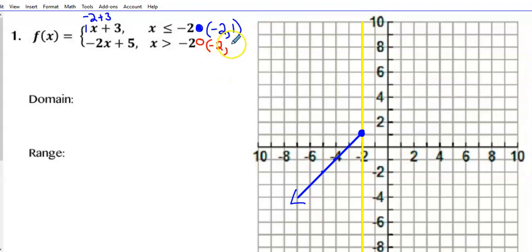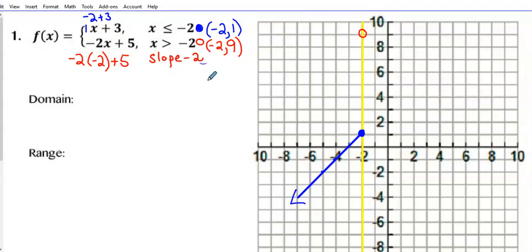The way I figure out what the y value is, plug in the -2 right here. -2 times -2 plus 5 will give me my y coordinate. So that's 4 plus 5, that's 9. So at -2, 9, I'm going to put an open circle. -2, 9 is way up here. Open circle. Okay, what's my slope? My slope is -2.